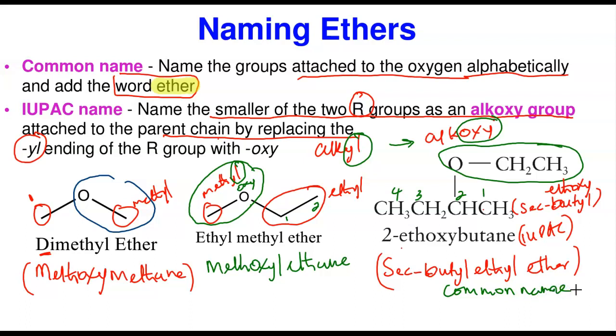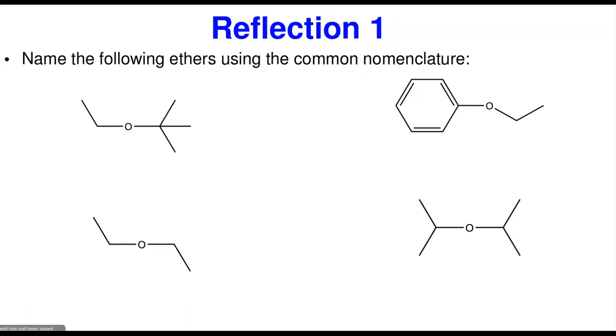So the nomenclature we're going to be focusing on in this class is only the common name. If you see this in an exam or in the problems, just give me the common name. However, I also need to introduce you a little bit to what the IUPAC name might look like. Now let's take this to the reflection questions and see what we've got.